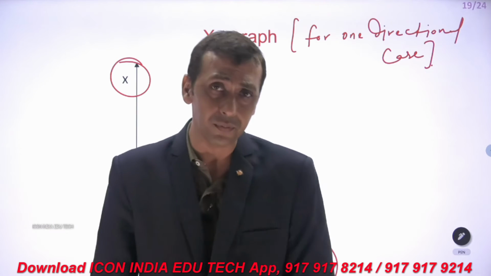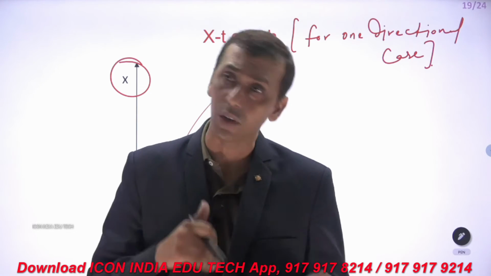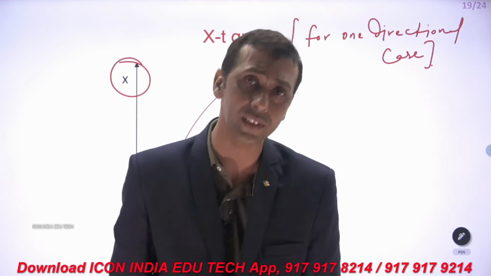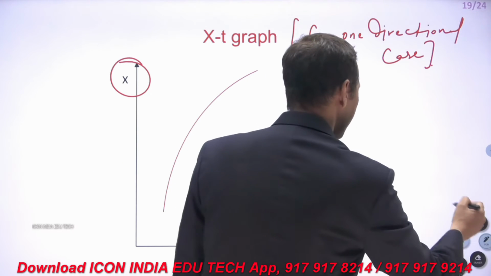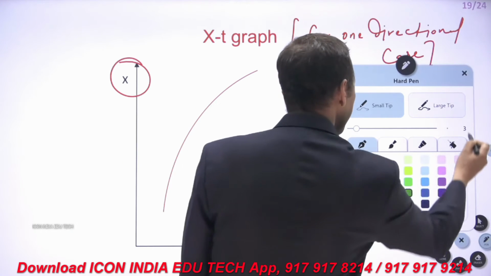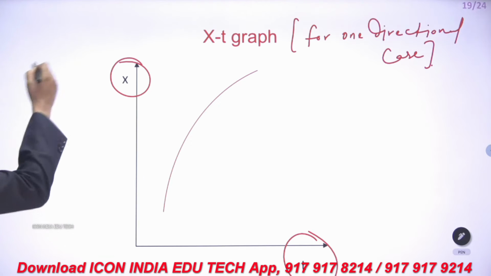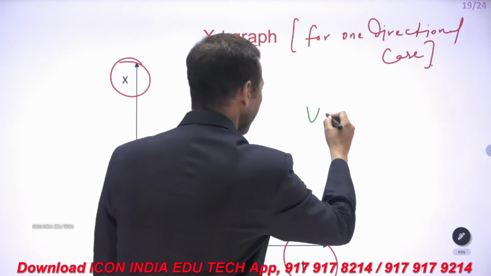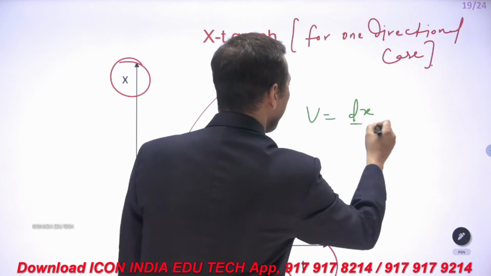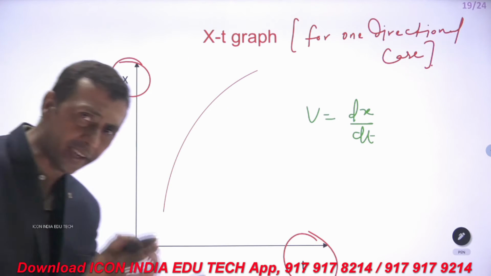At least in a very firm manner, we can understand how to find the velocity of a particle when the x-t graph is given. You know, velocity is equal to dx upon dt. Here we have available space, so I'll write v equal to dx upon dt, the derivative of x with respect to time.